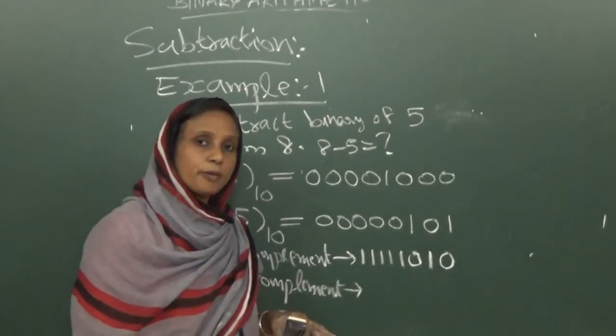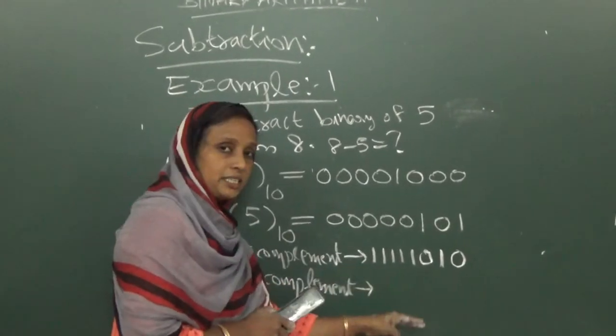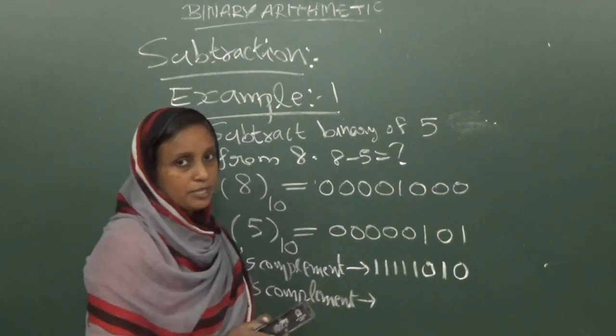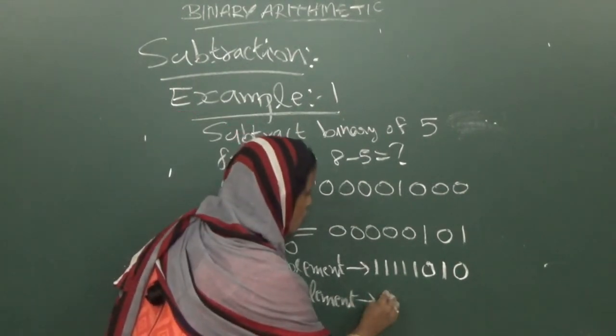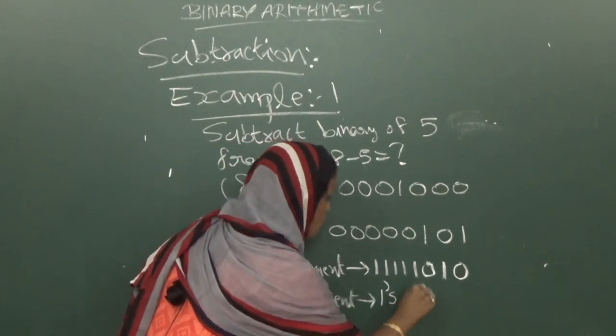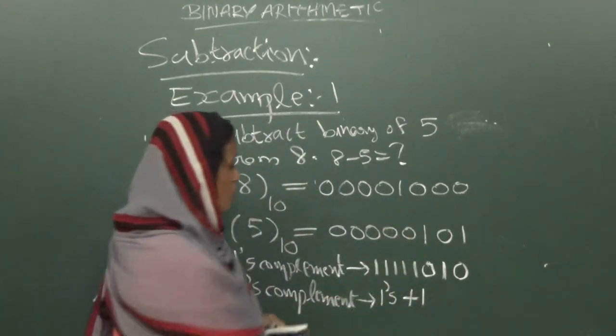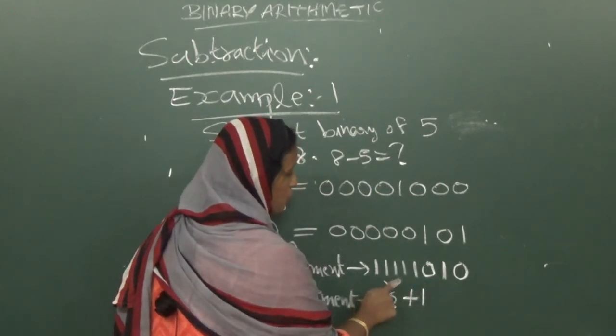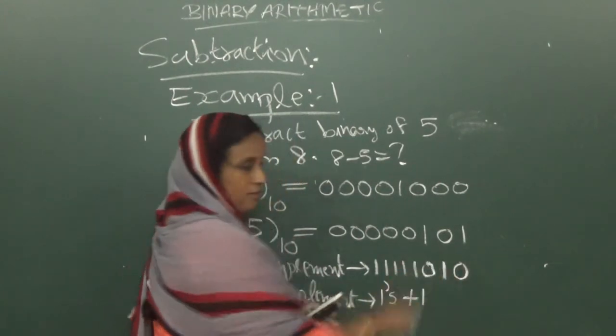How to get 2's complement? We have to add plus 1 to this 1's complement. Okay? So 1's complement plus 1. So you have to add 1 here. How to add 1 here? 0, 0, 0, 0, 0, 0, 0, 1.